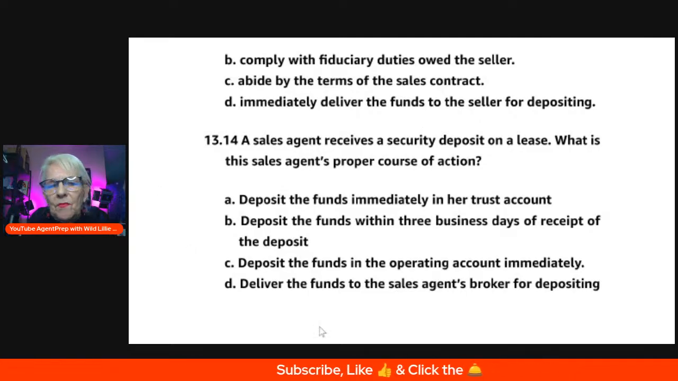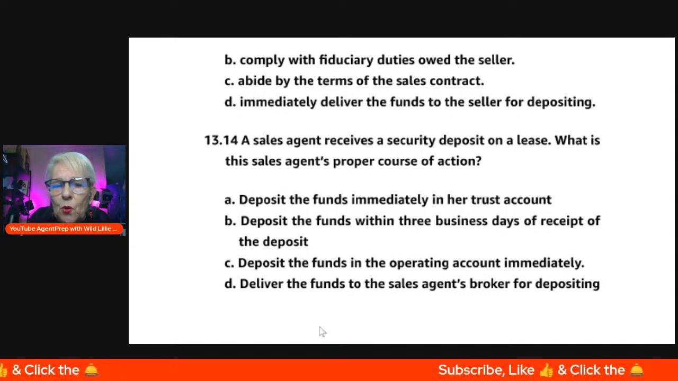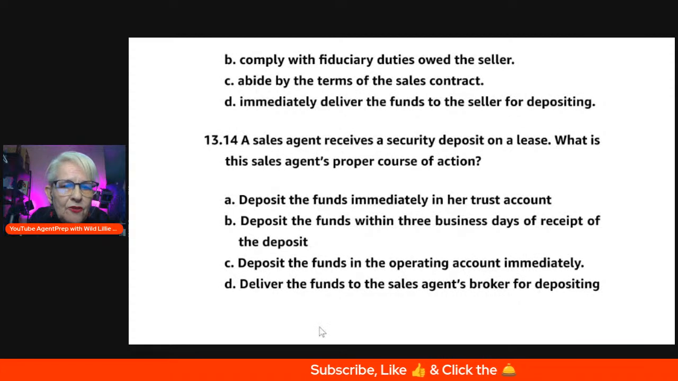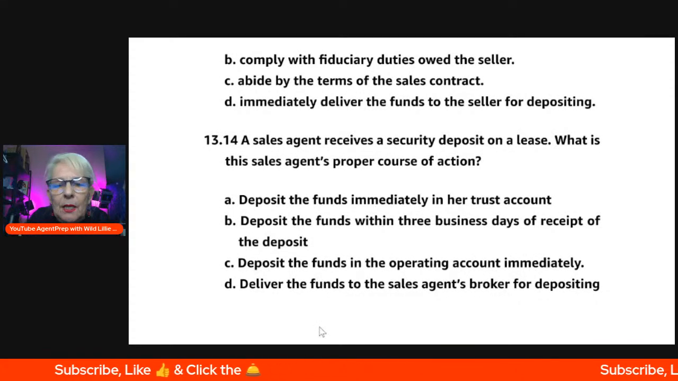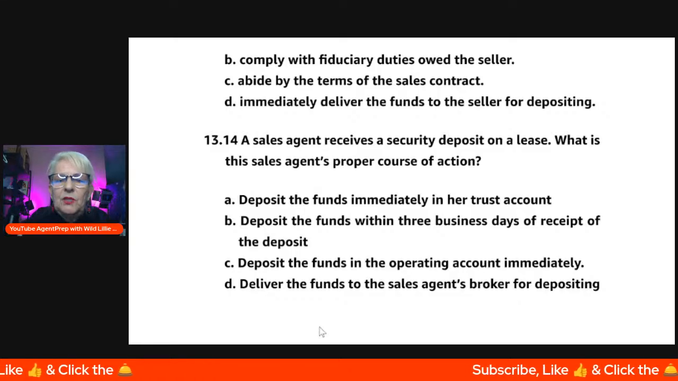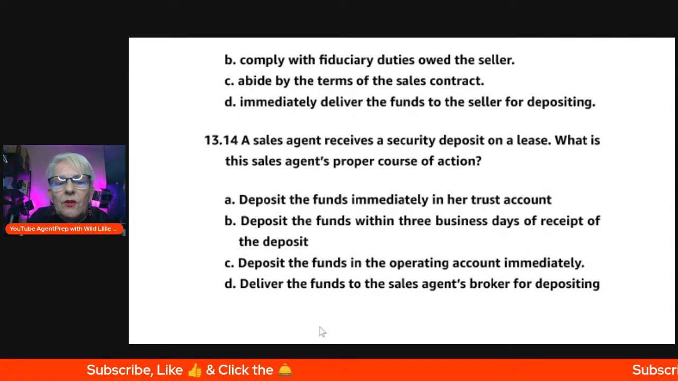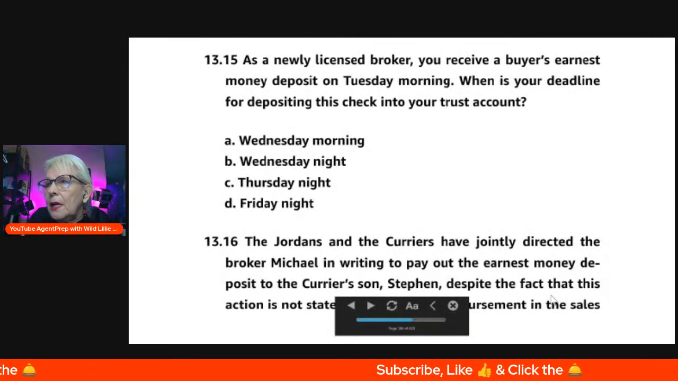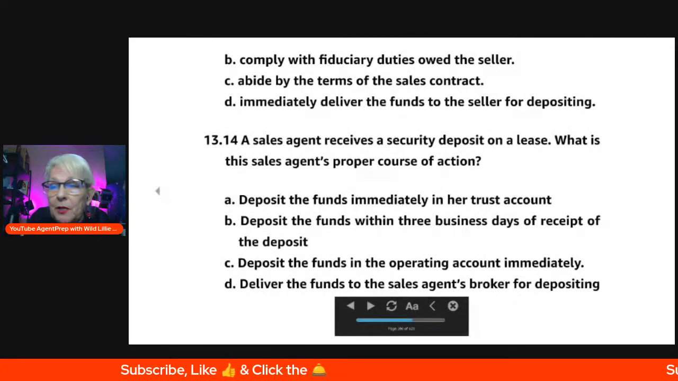Number 14. A sales agent receives a security deposit on a lease. What is this sales agent's proper course of action? A, deposit the funds immediately in her trust account. B, deposit the funds within 3 business days of receipt of the deposit. C, deposit the funds in the operating account immediately. Or D, deliver the funds to the sales agent's broker for depositing.